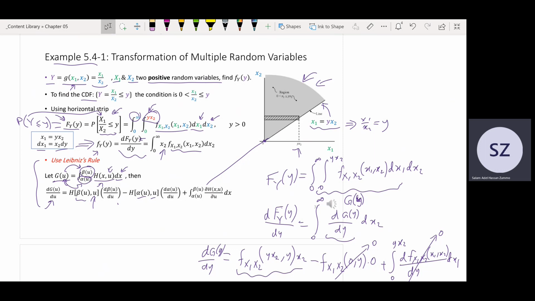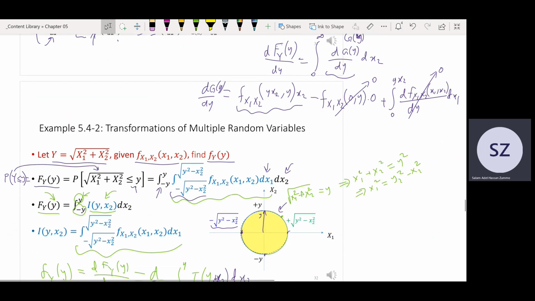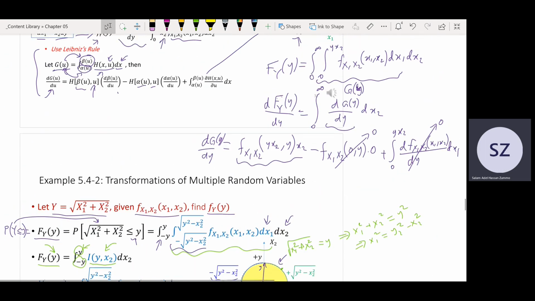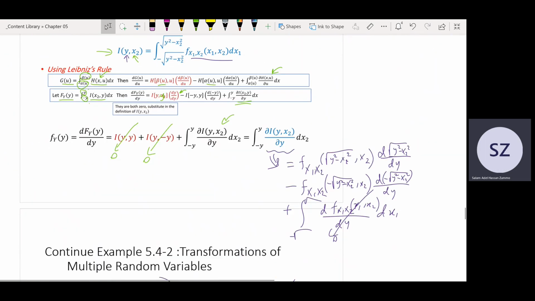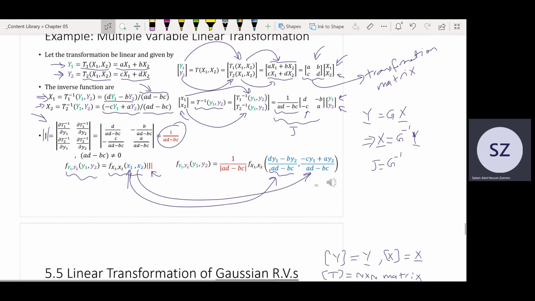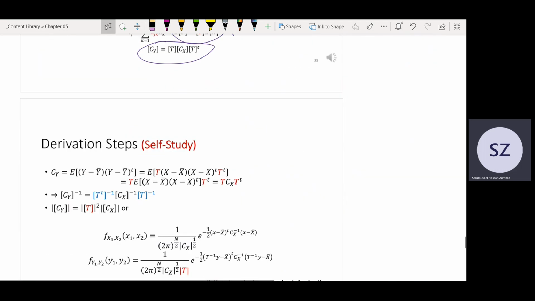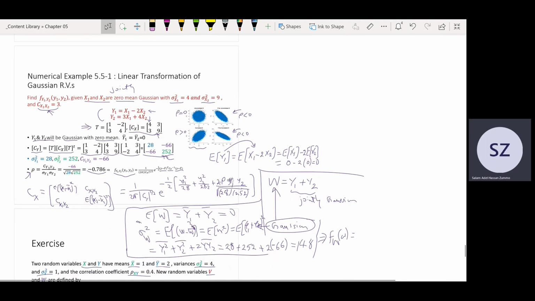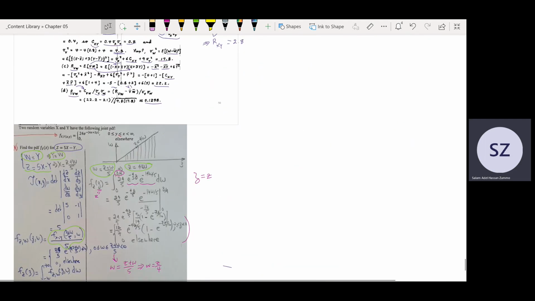We are not trying to find the marginal here. We are trying to find the PDF of Z. Z is a new random variable.